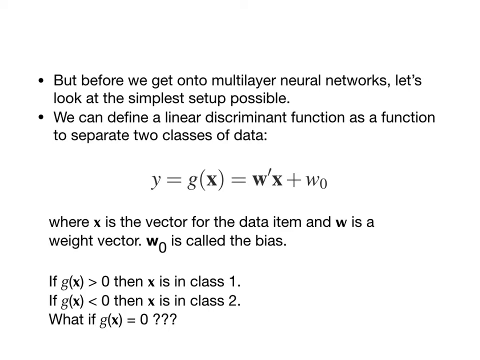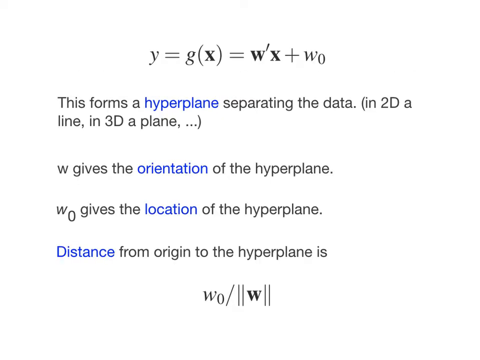And we're defining it as y, which is where we are, equals the set of weights multiplied by the x values plus w0, a bias. And the idea is if the value of this function is greater than 0, then it's in class 1. If it's less than 0, then it's in class 2. And of course, there's always the issue about if it is equal to 0, which class do we use?